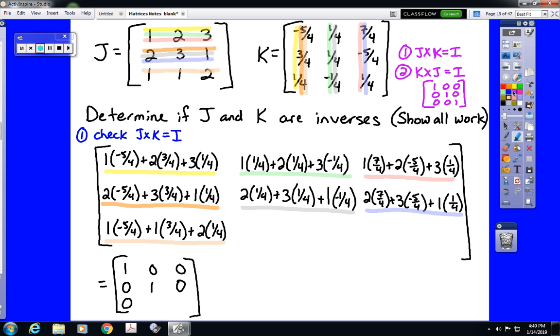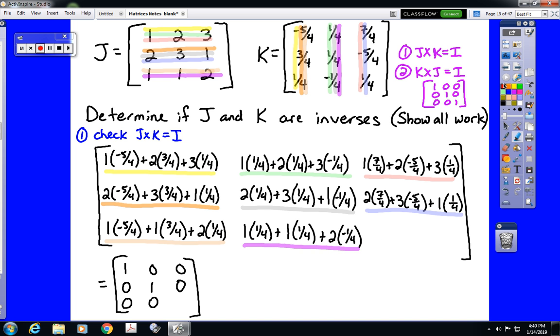I haven't used purple yet. Row 3 times column 2 is 1 times 1/4 plus 1 times 1/4 plus 2 times -1/4. That is again absolutely equal to 0.